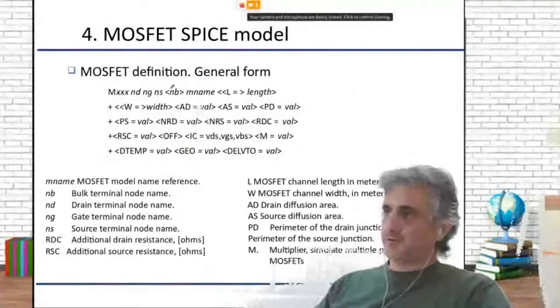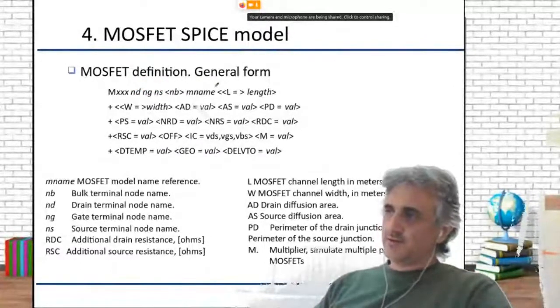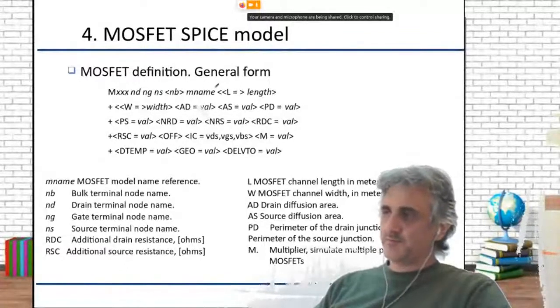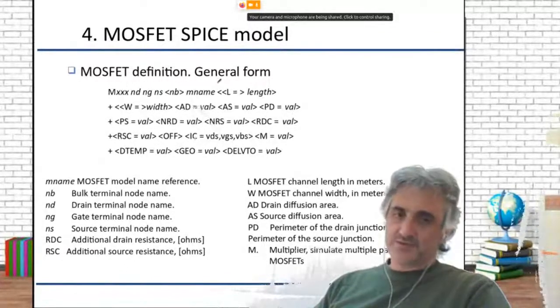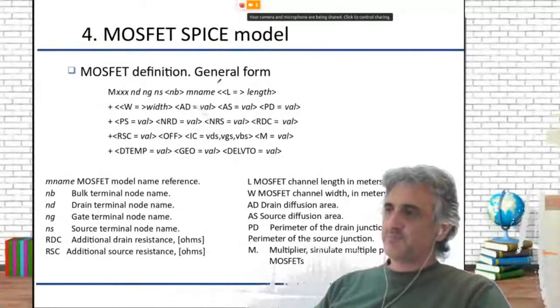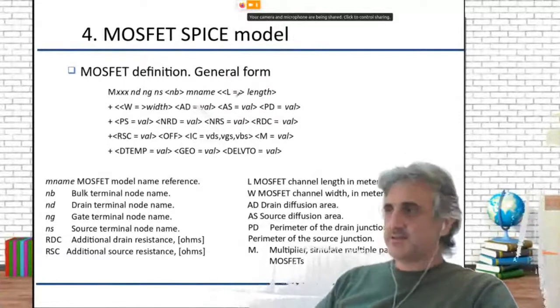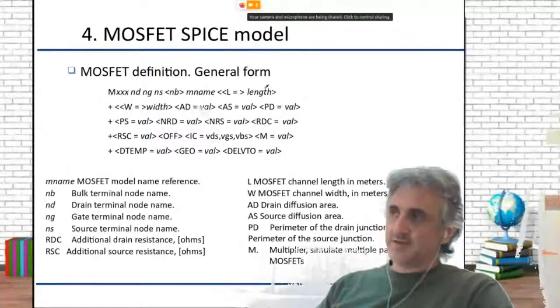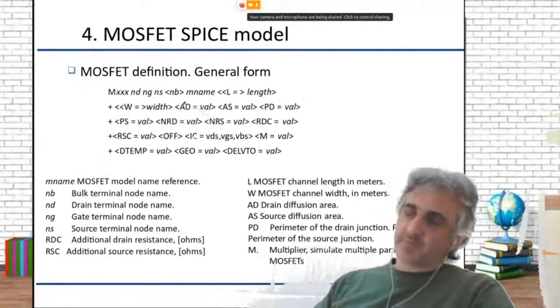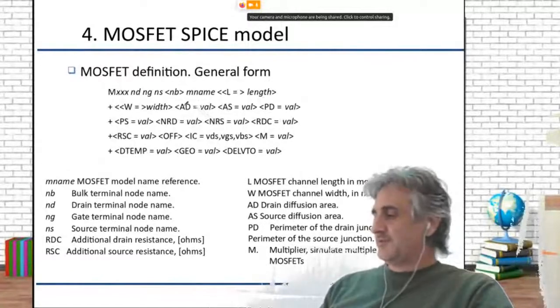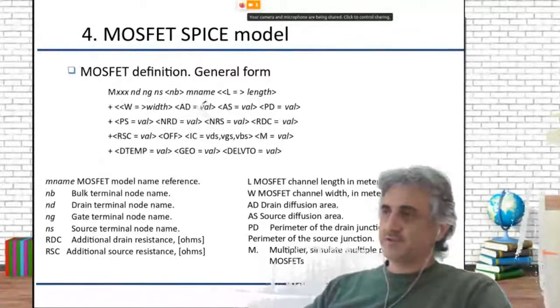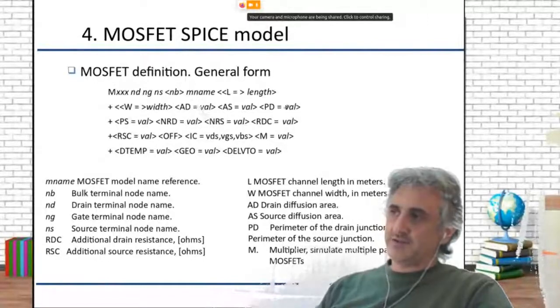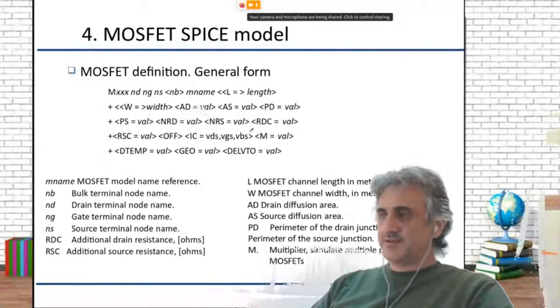Then you have another different node for the bulk, and then you have the model name. In the model name, you have to define if it's an NMOS, PMOS, or other things. And then you define the parameters of the transistor, which are the width and the length. Then there are other things that are optional. If you don't give them to the simulator, they are calculated automatically, like the area of the drain, the area of the source, the perimeter of the drain, the source, and all the more complex things.